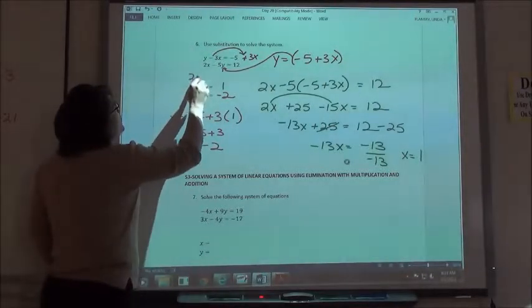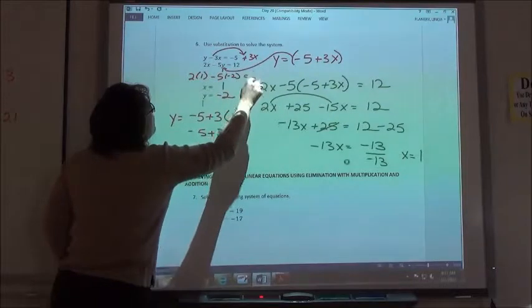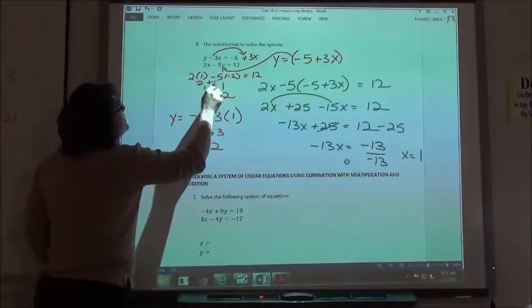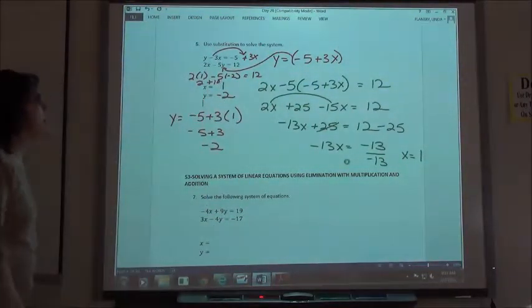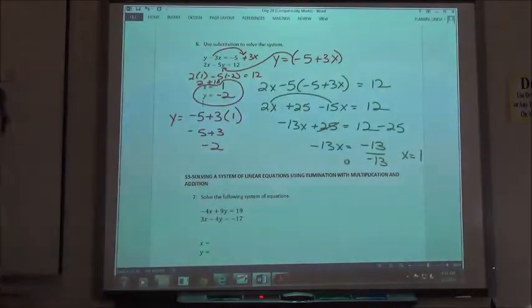Checking that out, 2 times 1 minus 5 times negative 2, does that equal 12? 2 plus 10, sure enough, is 12. So yep, it checks out. X is equal to 1 and y is equal to negative 2.